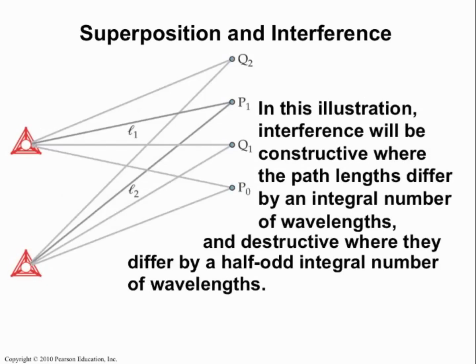Okay, so now we're going to start to understand a little bit how light behaves and how different light waves can interfere with each other. So let's pretend that we have two light sources here.